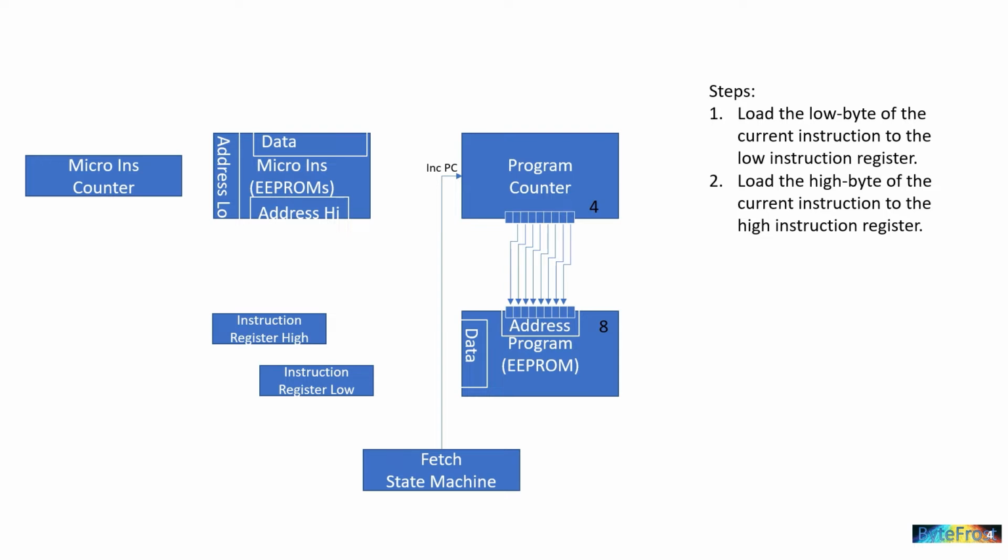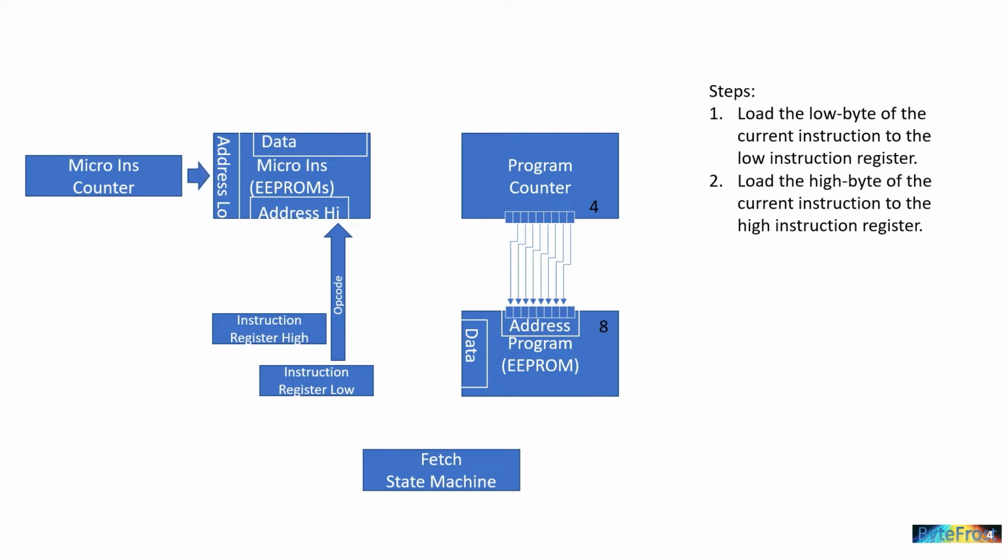Since we have the current instruction, instruction 3, ready in the instruction registers, we can send its opcode, which is stored in the low instruction register, to the microinstruction EEPROM's address input. This will tell the CPU to execute the current instruction, and we now just need to wait until it finishes doing so. In a future video, we'll go over how the CPU executes the current instruction by examining how this microcode EEPROM works, but for now, we can treat it at a high level as simply running our instruction.